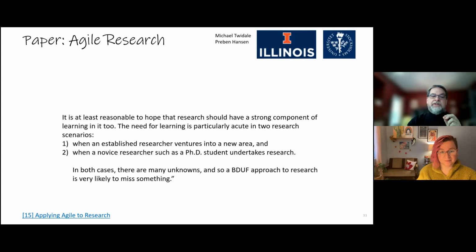Another conclusion they reach is that it is very reasonable to hope that research should have a strong component of learning in it. The need for learning is particularly acute in two research scenarios. One, when the established researcher ventures into a new area, and two, when a novice researcher, such as a PhD student, undertakes research. In both cases, there are many unknowns. So a big design upfront approach to research is very likely to miss something.